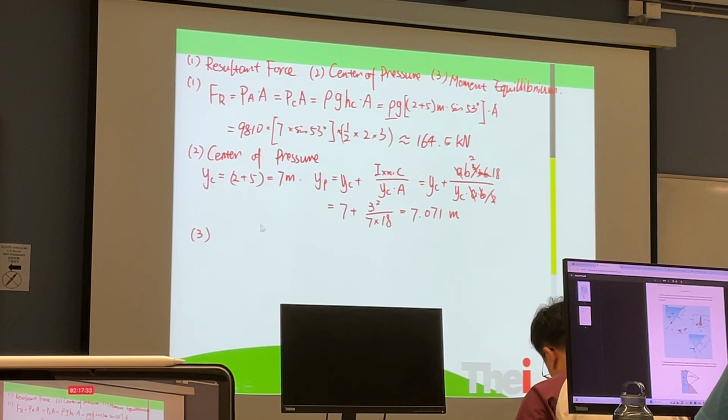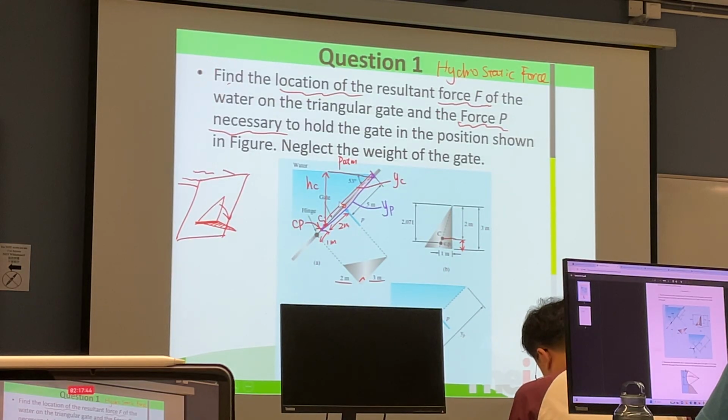Number 3, to find the force P necessary. For example, it may be a stopper. You may have a stopper to control the opening and the closing of the gate, so you may need to estimate how much force is necessary to open it or close it.